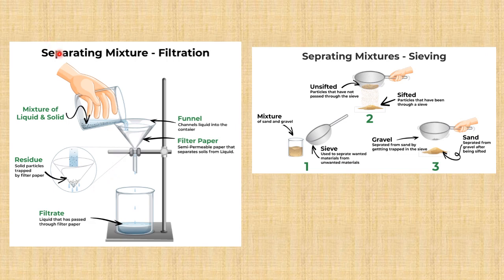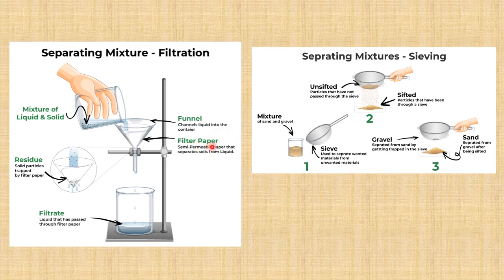Now we'll be talking about the separation technique, filtration and sieving. From the explanation that we made earlier, if you have a mixture of sand and water, which are both liquid and solid mixed together, we use the different states to separate the liquid from the solid. So this is the setup. You have your setup, which contains a funnel which channels liquid into the container.